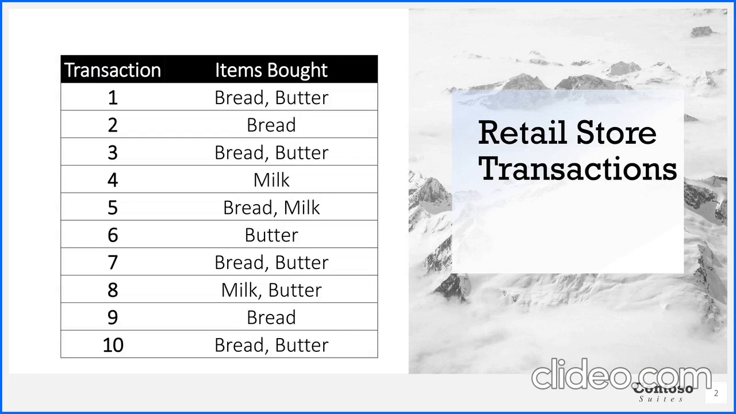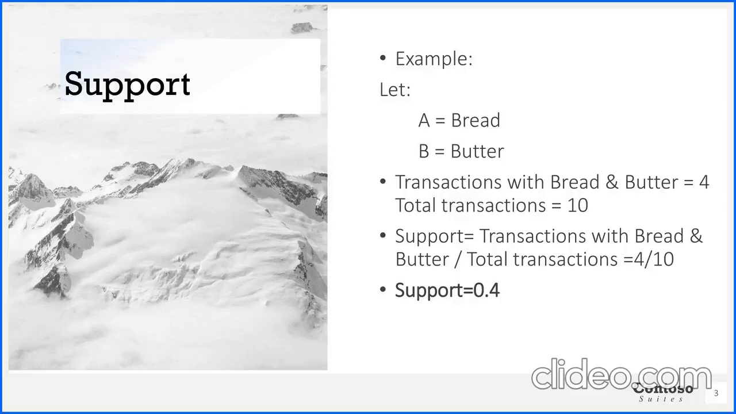Here we see an example data set. There are 10 transactions in total. In the 10 transactions, only 4 transactions have both the items bread and butter. First one is the support. Support is given by the formula: transactions with bread and butter divided by total transactions. The transactions with bread and butter is 4, out of a total of 10 transactions. So the value is 0.4. The support value is 0.4.